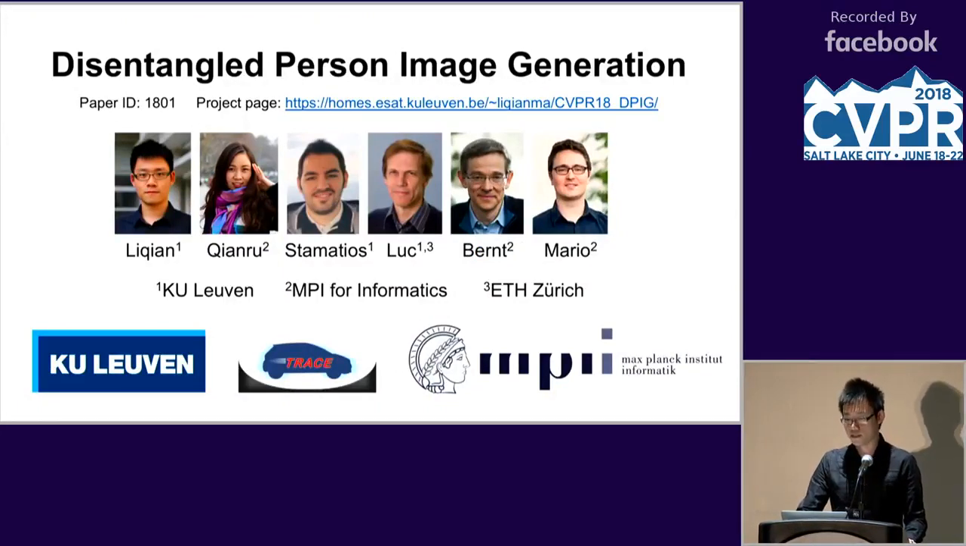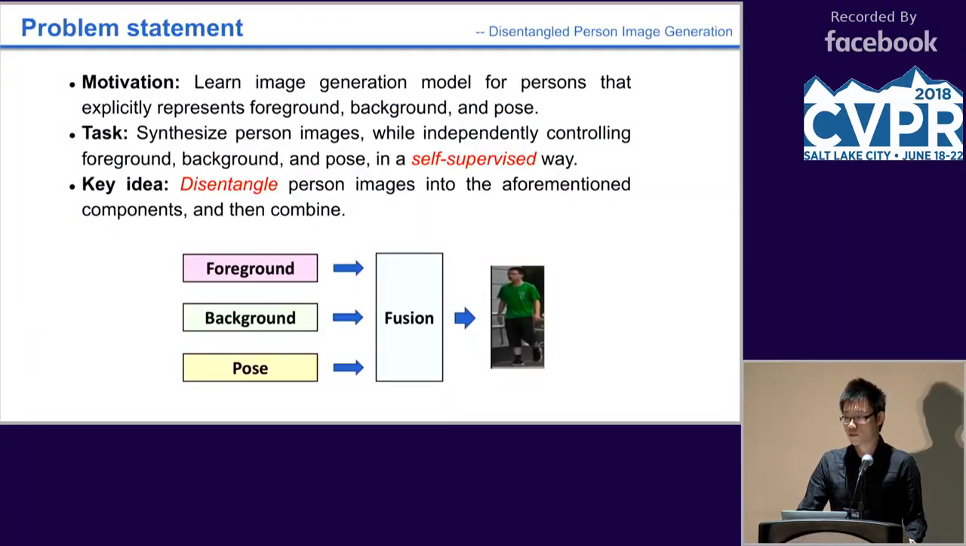Our paper is Disentangled Person Image Generation. Our motivation is to learn an image generation model for person images that explicitly represents the foreground, background, and pose. The task is to synthesize person images while independently controlling the three factors. Our model can be learned in a self-supervised way, which means we do not need any paired training data.